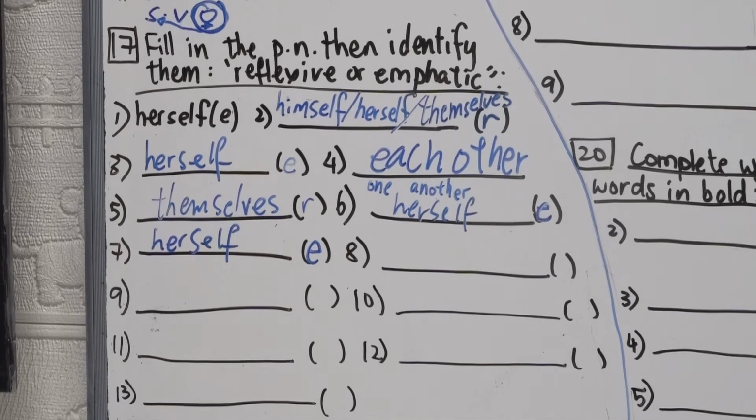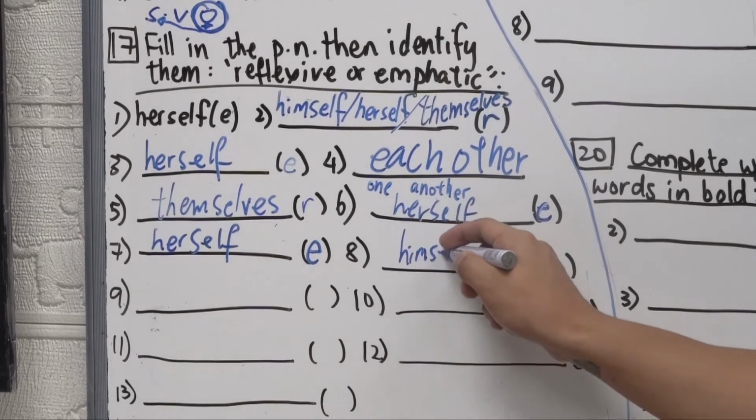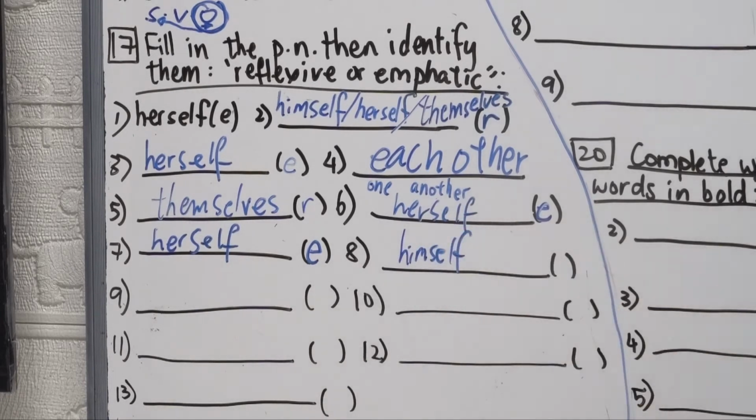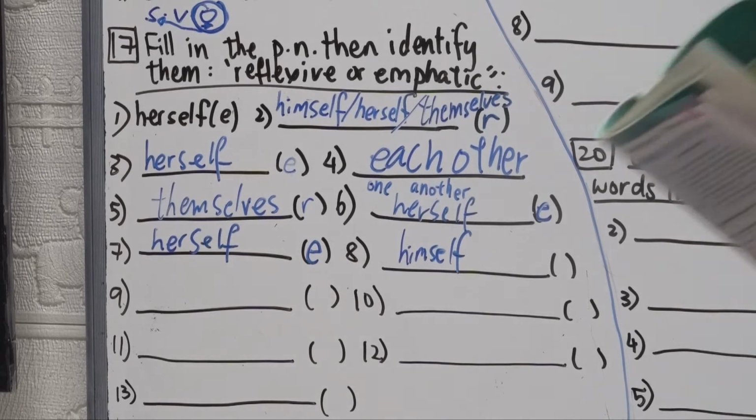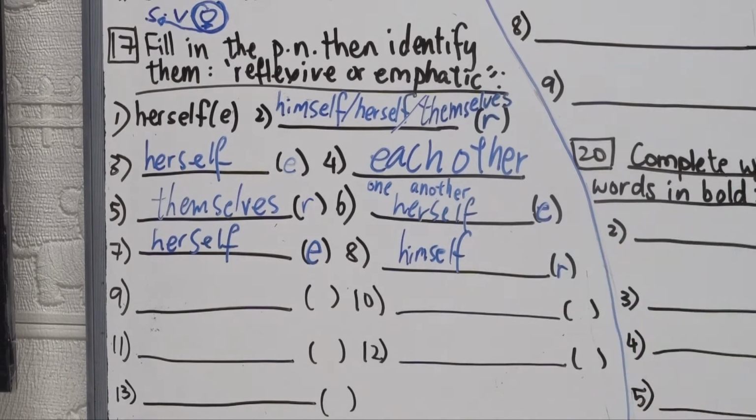Okay, number 8. The boy was asked to behave blank at the wedding. Behave who? Behave himself, right? So the boy behaves himself. Who is receiving the action of behaving? Also him, right? Also the same boy. So it's himself. And this should be reflexive, right? Reflexive.